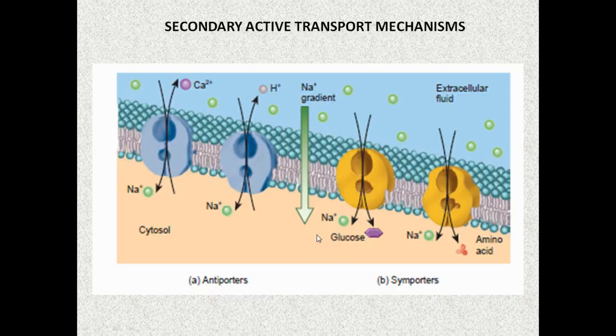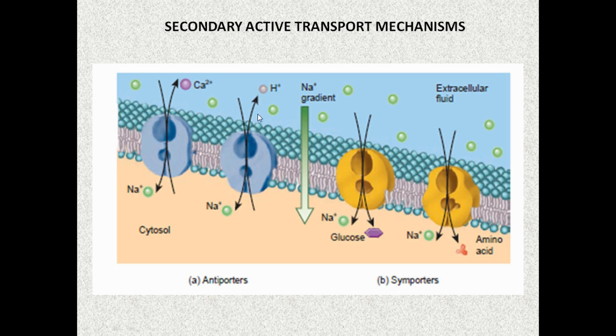So this is how the antiporter and symporter work. For antiporter, let us take two examples: the sodium calcium pump and the sodium hydrogen pump. See here, this is the cytosol and this is the extracellular fluid. Sodium is transported inside and calcium is transported outside. Here, sodium is transported inside and hydrogen is transported outside.